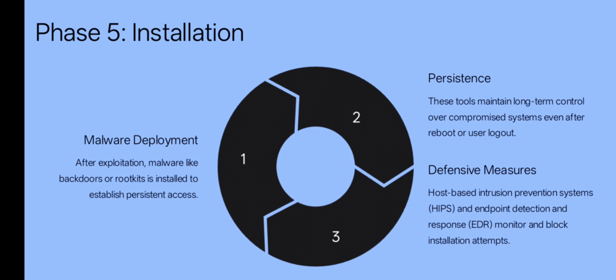The 7 steps are: 1. Reconnaissance. 2. Weaponization. 3. Delivery. 4. Exploitation. 5. Installation. 6. Command and control, C2. 7. Actions on objectives. This document focuses on the installation phase, which immediately follows successful exploitation and is critical for establishing long-term attacker access.